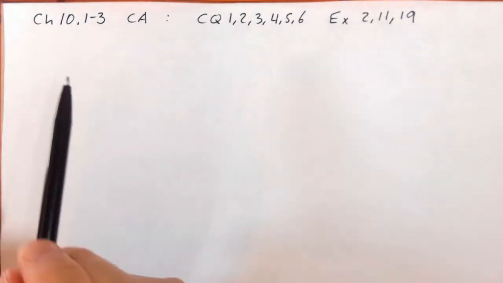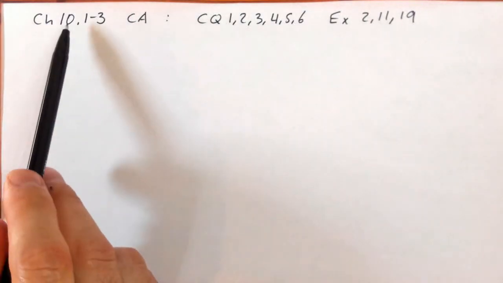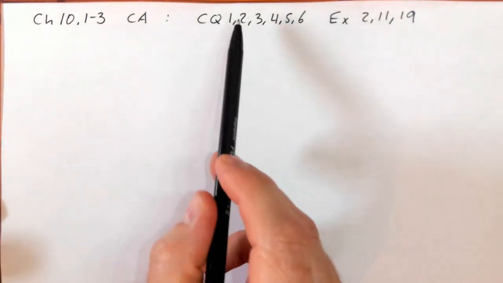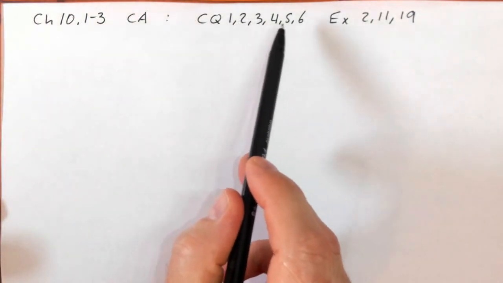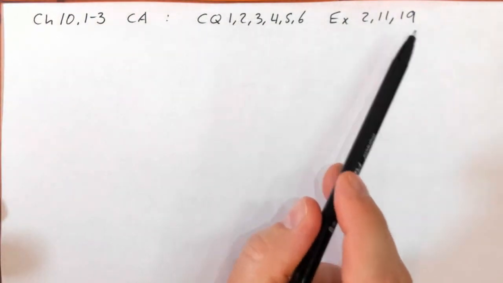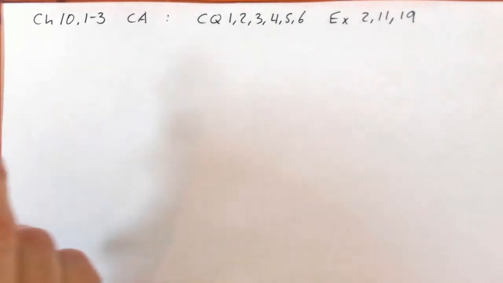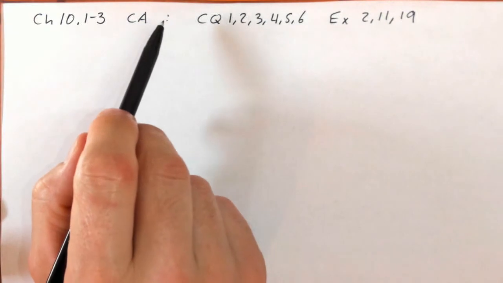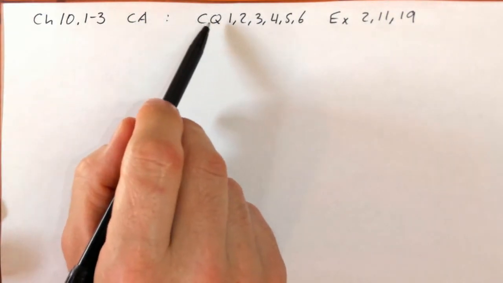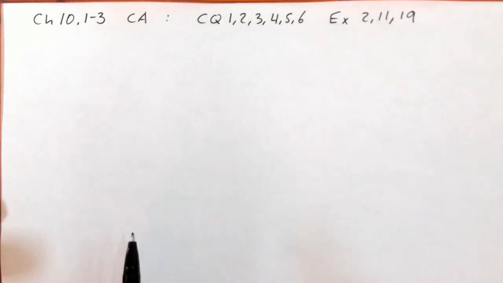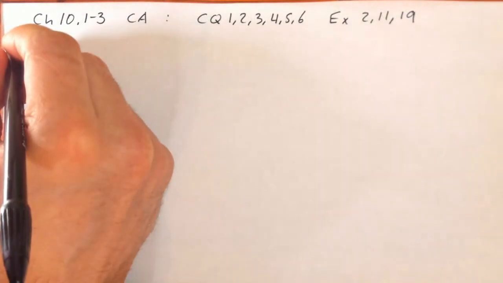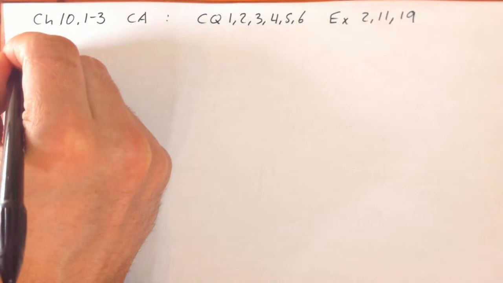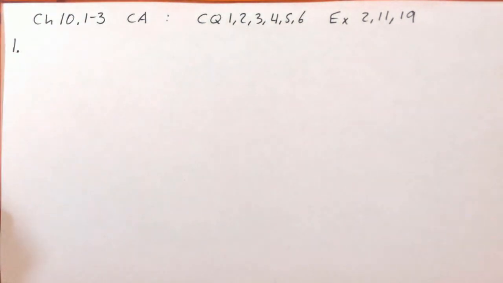Okay, for today's class activities, we're going to do chapter 10, sections 1 through 3, and cover concept questions 1, 2, 3, 4, 5, and 6, and exercises 2, 11, and 19. You're going to want to read this thoroughly so that you're comfortable being introduced to the concepts and allow these problems to reinforce those concepts in your mind. We're going to step through this one at a time. Go ahead and take a look at concept question 1.